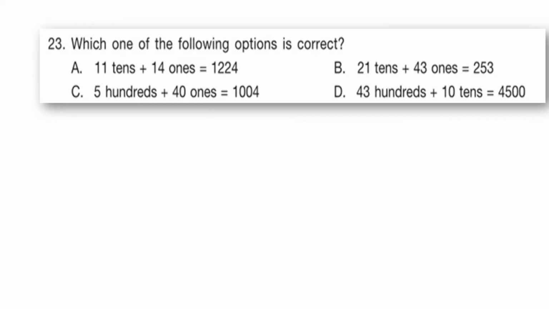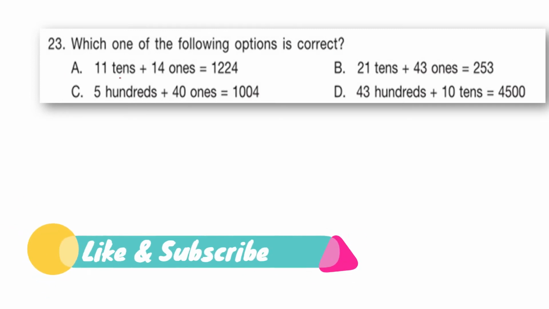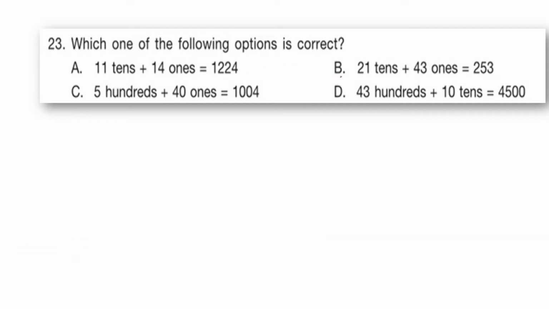Next question. Which one of the following options is correct? Option A, 11 tens plus 14 ones is 1224. Option B, 21 tens plus 43 ones is 253. Option C is 5 hundreds and 40 ones is 1004. Or option D, 4300 plus 10 tens is 4500. Your time starts now.